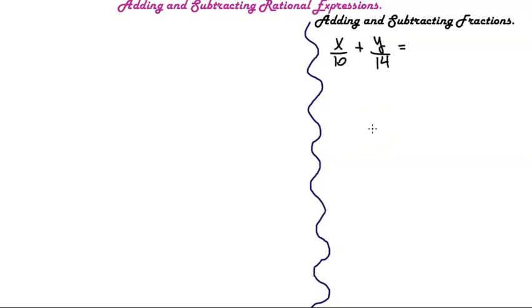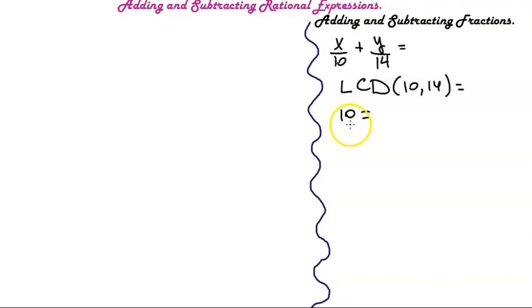I chose an example with denominators 10 and 14. So let's say we need to add two fractions with these denominators. I'm looking for the lowest common denominator because they're not the same. So the lowest common denominator of 10 and 14. First, we need to factor both denominators. Factor meaning turning it into the product of prime numbers.